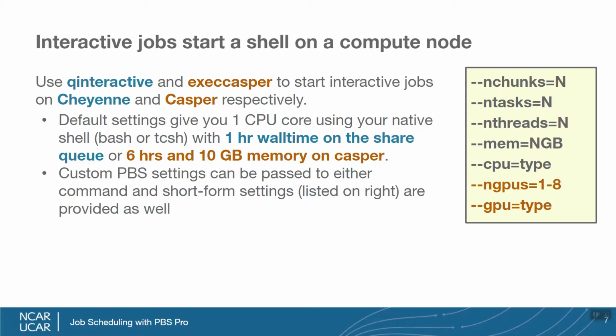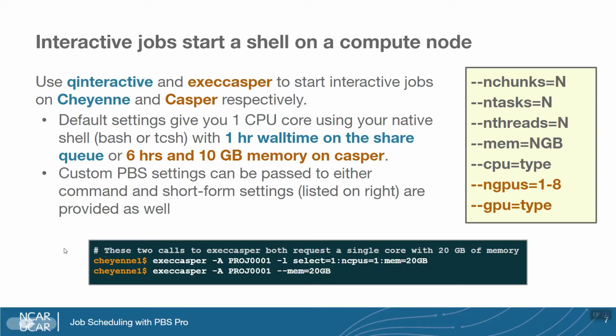It's important to note that you can override these defaults when you use these commands. Custom PBS settings can be passed to either command, and it'll accept the qsub arguments. So everything that was a directive in the prior batch script can be specified there. We also provide short form settings, which are listed on the right. These are arguments that both qinteractive and execcasper will accept, and this is just a bit shorter for some of the syntax. So for example, if I wanted to specify the MPI tasks, I could do it using that short form command.